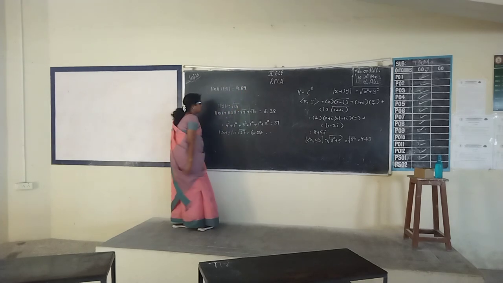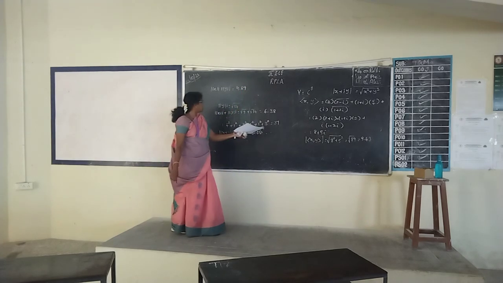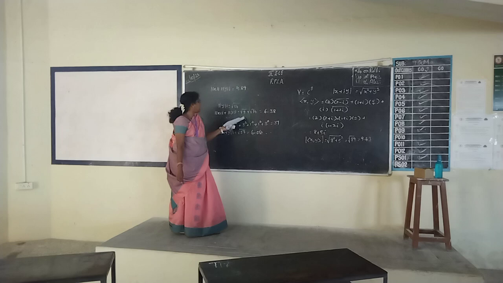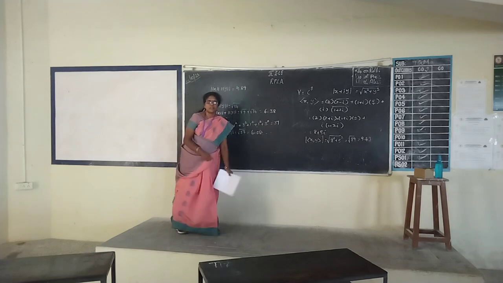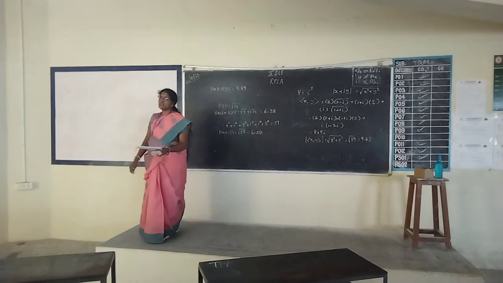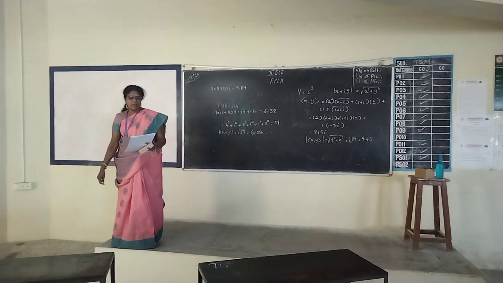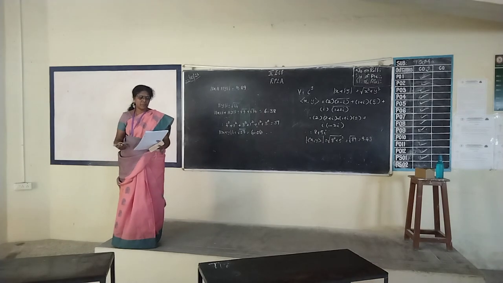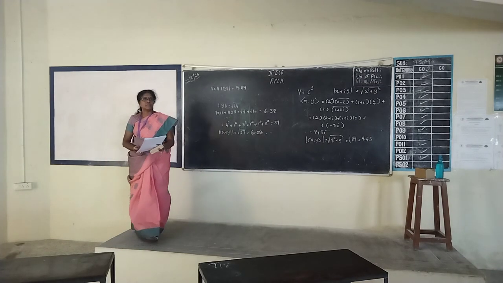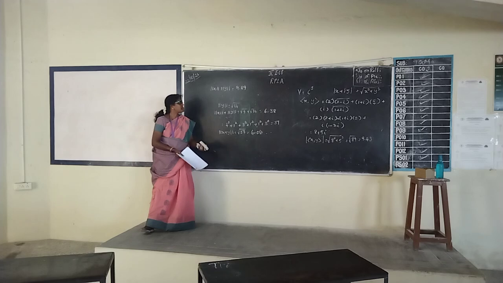Norm x is square root of 7 and norm y is square root of 14. So norm x into norm y is root 7 into root 14. Find what is the answer? 9.8.